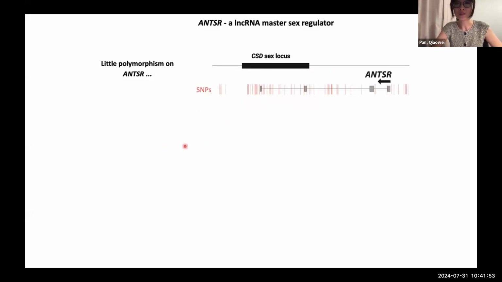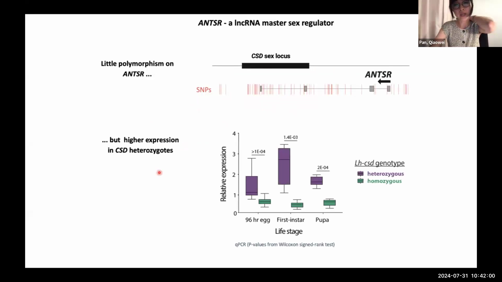And following that, we were wondering whether it could be expression level that differs between males and females. And to investigate that, we quantified the expression of the non-coding long RNA over different developmental stages, from early embryo to first instar larvae and then to pupae. We compared individuals who are heterozygous at the sex locus with those who are homozygous at the sex locus. What we found is, across all developmental stages, significantly higher expression level of the non-coding long RNA in heterozygous individuals when compared to the homozygous individuals.